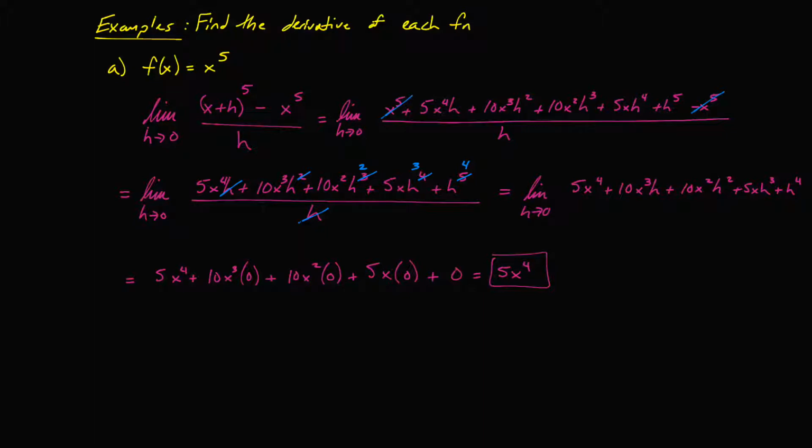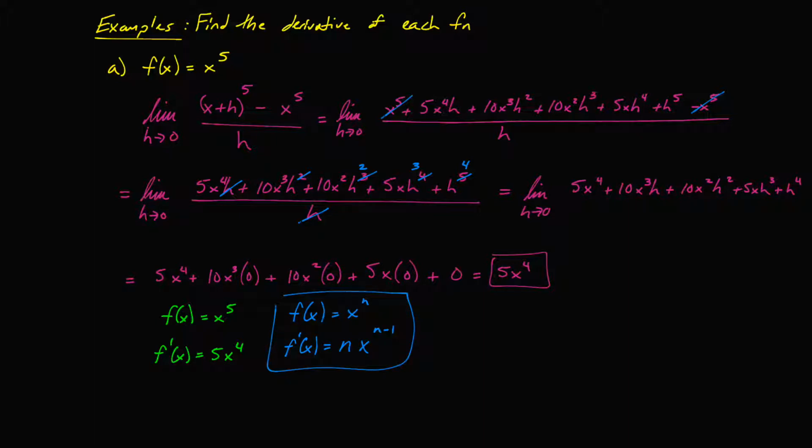Another way of doing it is that you can quickly see this answer by saying f of x is equal to x to the 5th and f prime of x is equal to 5x to the 4th. And I'm going to show you that with a theorem. The theorem states if we consider f of x equals x to the n, then f prime of x, or the derivative of it, is simply going to be n x to the n minus 1. So you bring the exponent down to multiply your function, and reduce the exponent by one. So this is your simplified theorem for all of this.